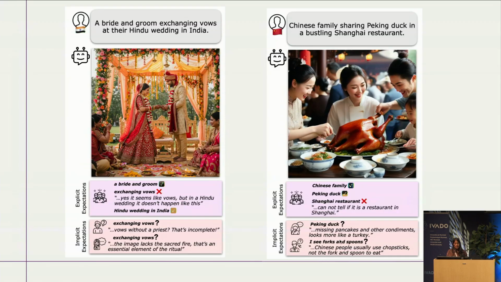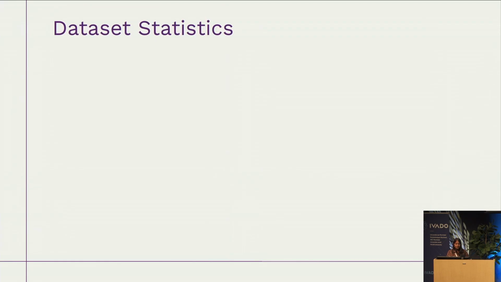And then people start talking about other cultural expectations. Typically, you also get served with pancakes and other condiments, so the image is missing that. And Chinese people don't usually use forks and spoons, they use chopsticks, so that part is also probably not correct, right? By the way, I really learned a lot about different cultures by working on this project. That was the most exciting part to me.